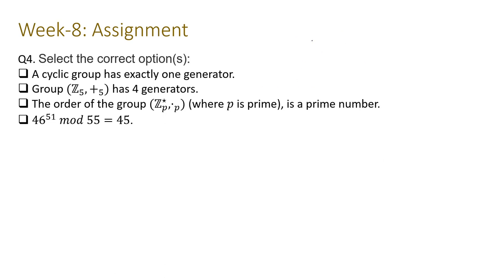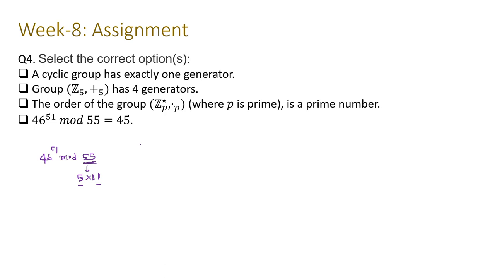So we need to compute 46 to the power 51 mod 55. Now the procedure is basically, for the final modulus, you divide it into its prime factorization. So 5 and 11 are two factors of 55 which are co-prime to each other. Okay, 5 and 11 are co-prime to each other.